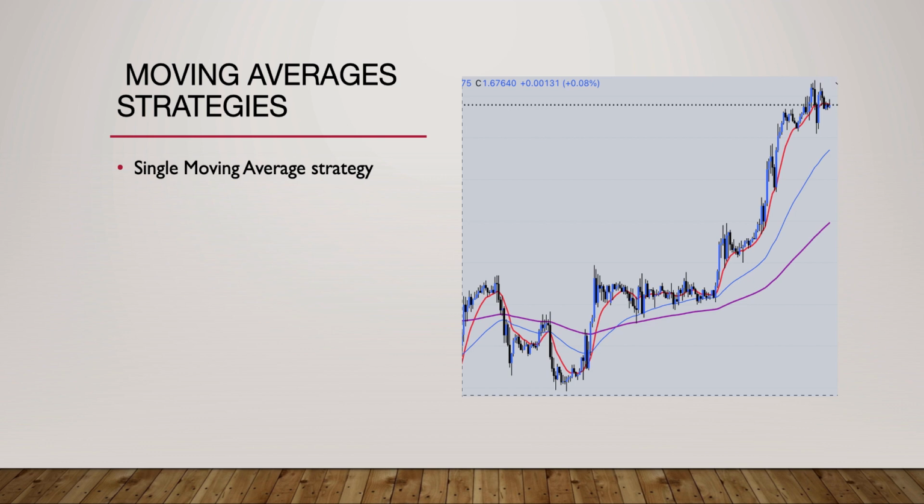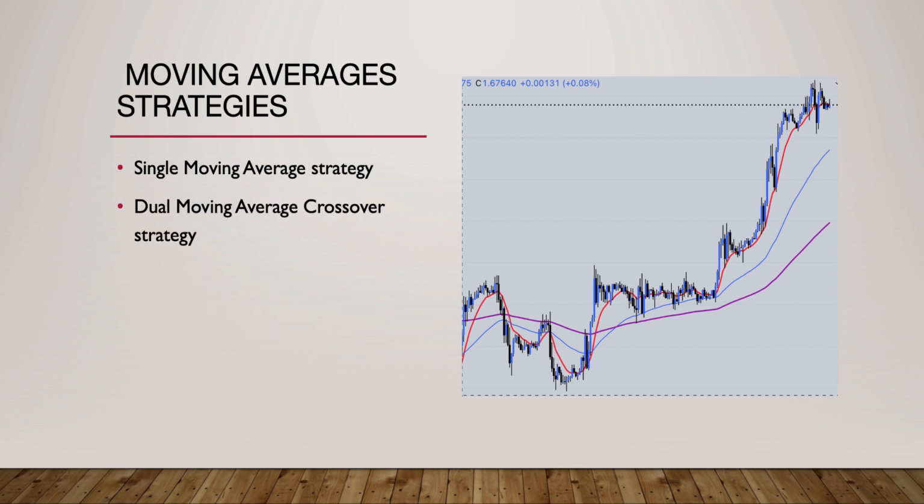So a single moving average is obviously just a single line. Some people like to use a single moving average, some like to use 2 moving averages, or 3 moving averages. In my instance, I've used 3. I've used the 10 period one, the 50 period one as my middle moving average, and the 200 period one as my long-term moving average.